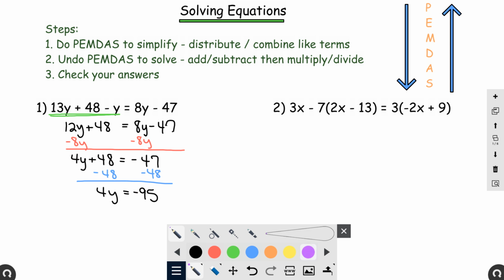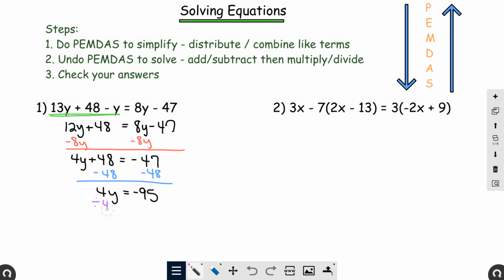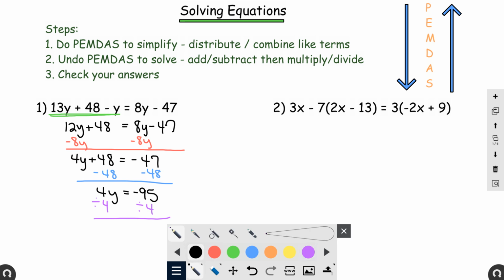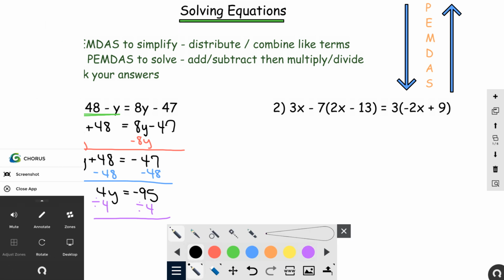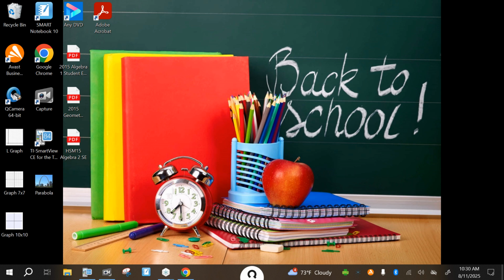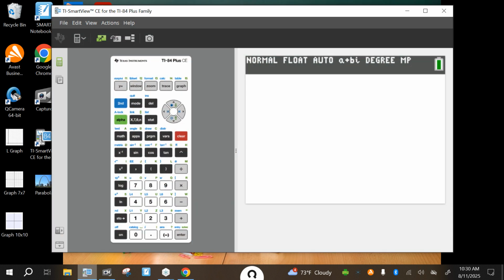And we've got one last step to do. What would be that last step? Division. We're going to divide the 4 on both sides. Very good. Now, I highly recommend you grab out your calculator for this part, and we'll just remind ourselves of a few things about our calculator. So remember, the negative key is down there at the bottom. So negative 95 divided by 4 gives us a decimal.